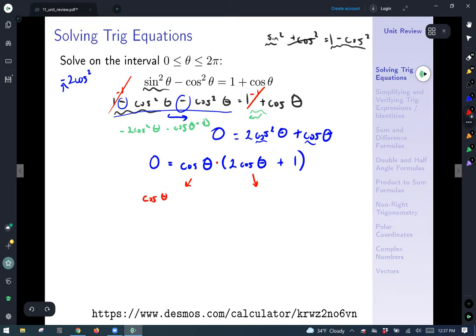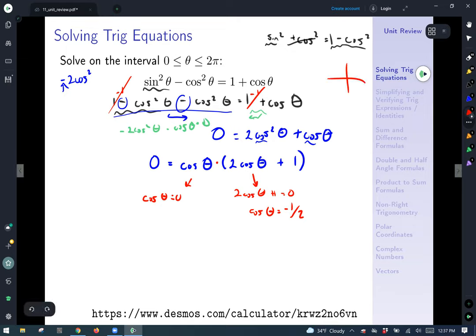Yep, cosine of theta equals 0, and 2 cosine theta plus 1 equals 0. Solving both these things, we have that cosine of theta equals negative 1/2 on the right, and then cosine of theta equals 0. There's not much to do with that.